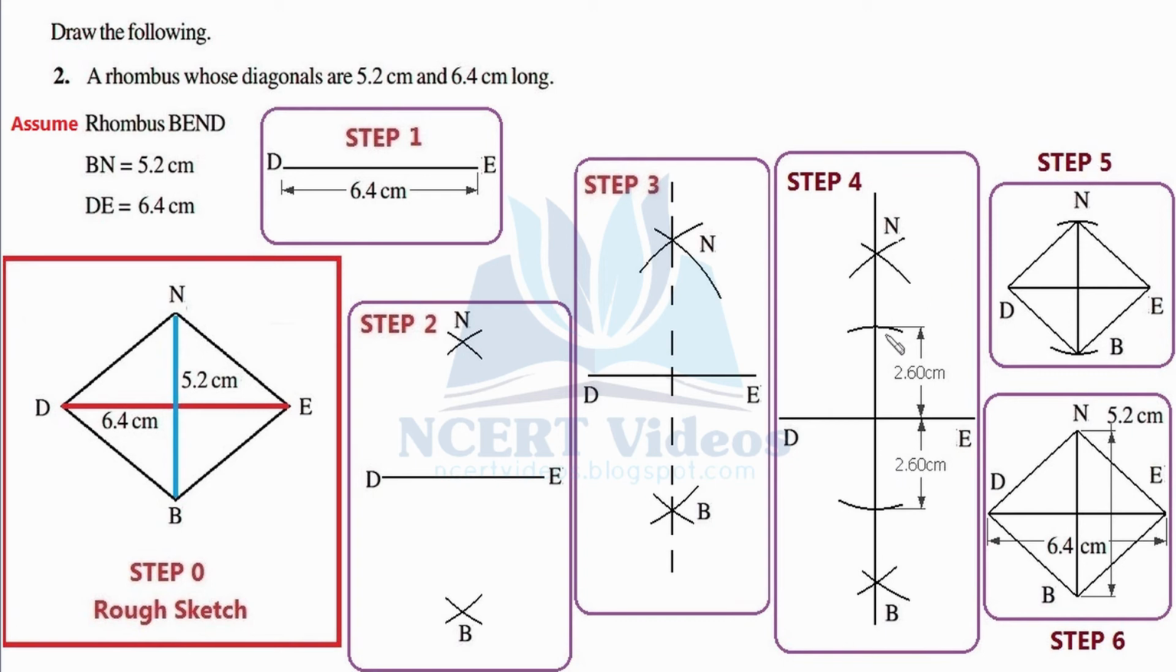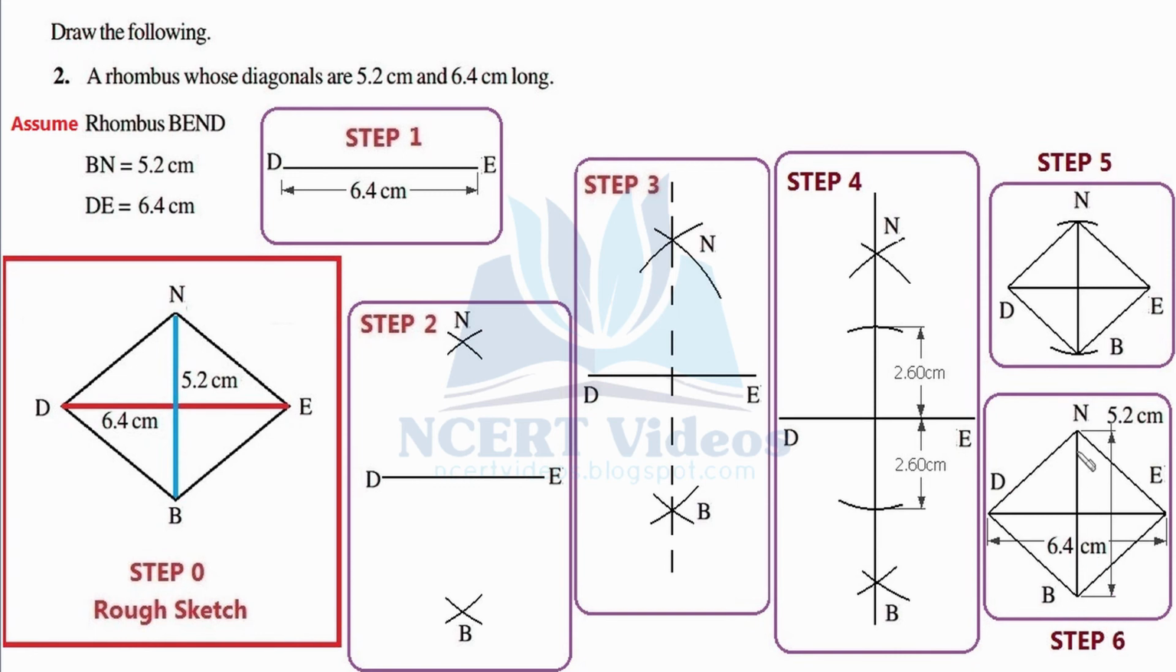In step number 5, we simply tidy up our drawing by erasing all these intersection points and elongated lines. That is, we erase this thing, all these arcs. And we simply connect these 4 points with each other using a ruler. That is our step 5. Try to perform it yourself.